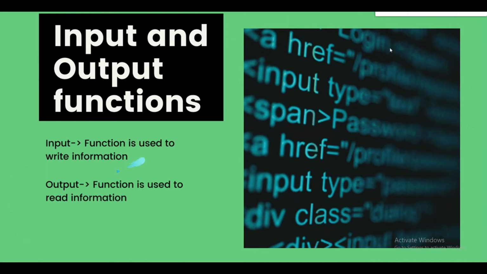Next topic is input and output functions. As the name itself indicates, one is to take input, one is to give output, two types of functions. The input function is used to write the information, the output function is used to read the information. Here the input function is always scanf, and the output function is printf. These two functions are very important. While writing the program, you will get to know how to use them, and how we are using them.